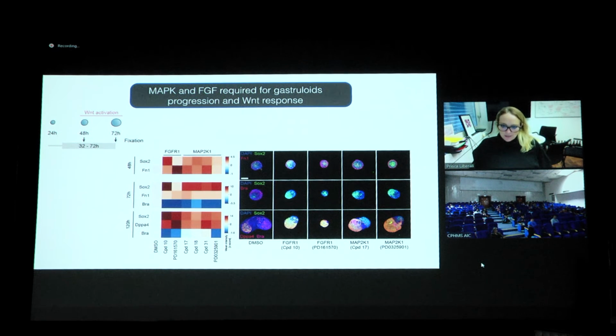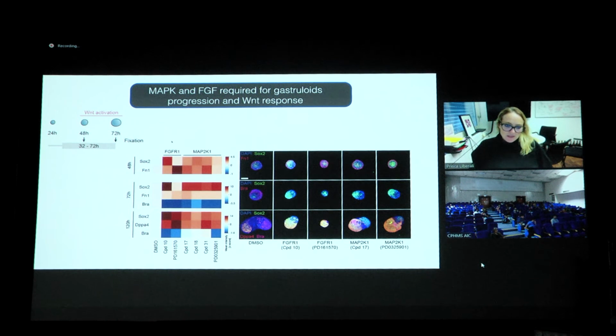Here you see at 48 hours, you have the core of SOX2 and fibronectin. When you activate with Wnt, you get brachyury on the outside. Then at later time points, you get this brachyury in the posterior part, and in the anterior you have this DPPA4, a marker for this ectopic pluripotency population. And you can then see the quantification over time, at 48, 72, and 120 hours.